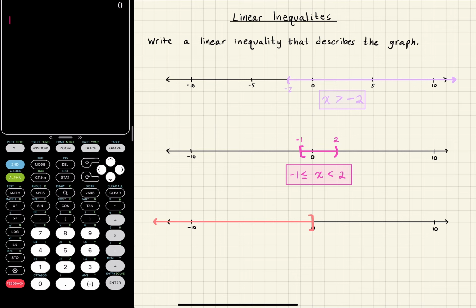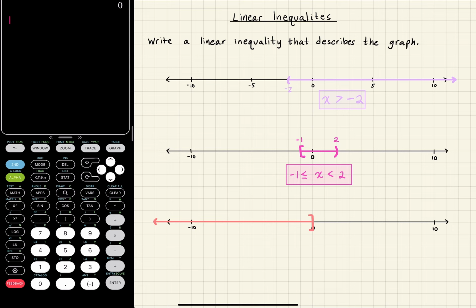Okay, moving on to the third problem. Here's our shaded portion. It's hard to see, but it looks like we're starting right here at 0, the square bracket, so we could be equal to 0, or we could be anything less than 0, right? We're going towards the left. All of these numbers are less than 0. These are negative values, and it goes on forever there.